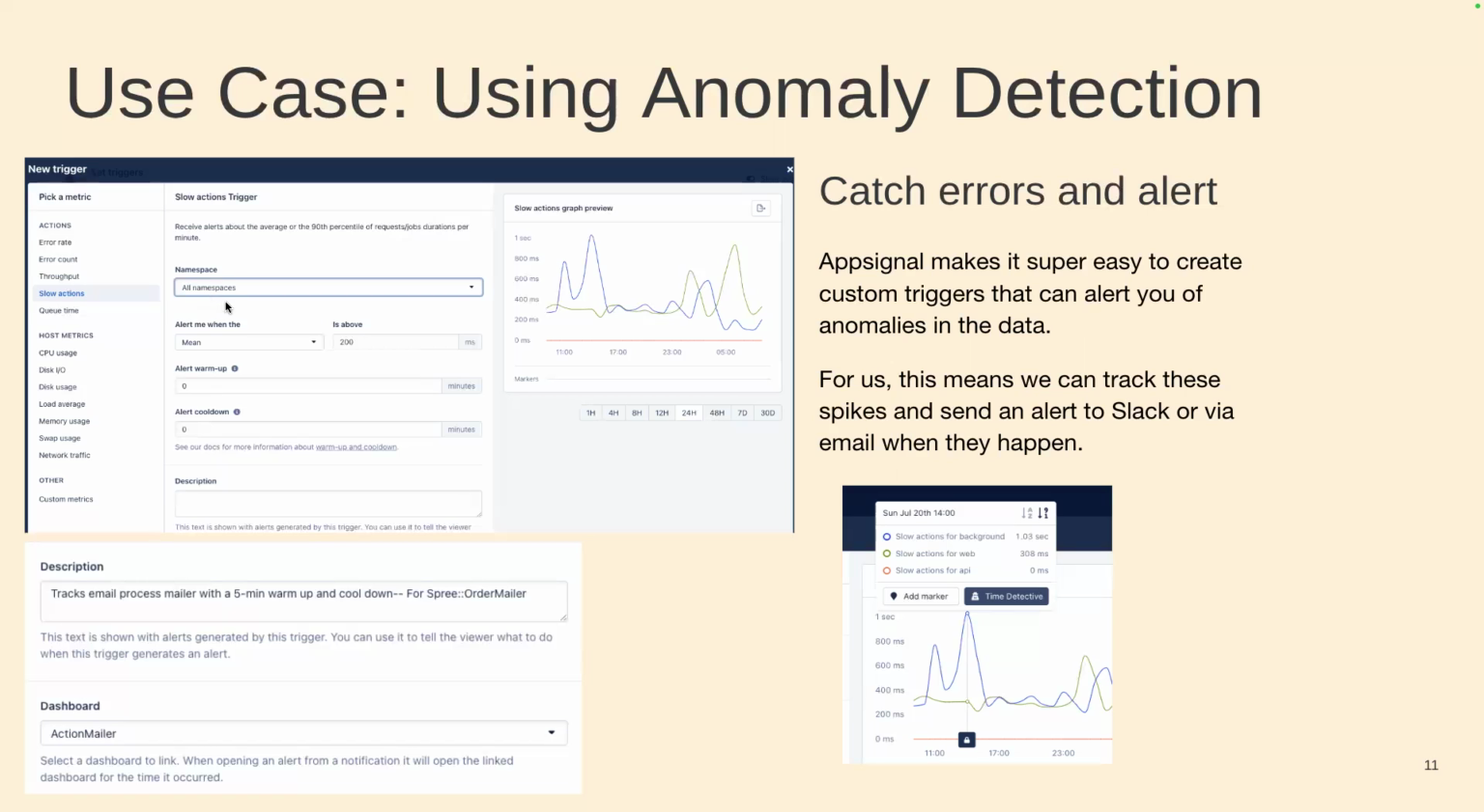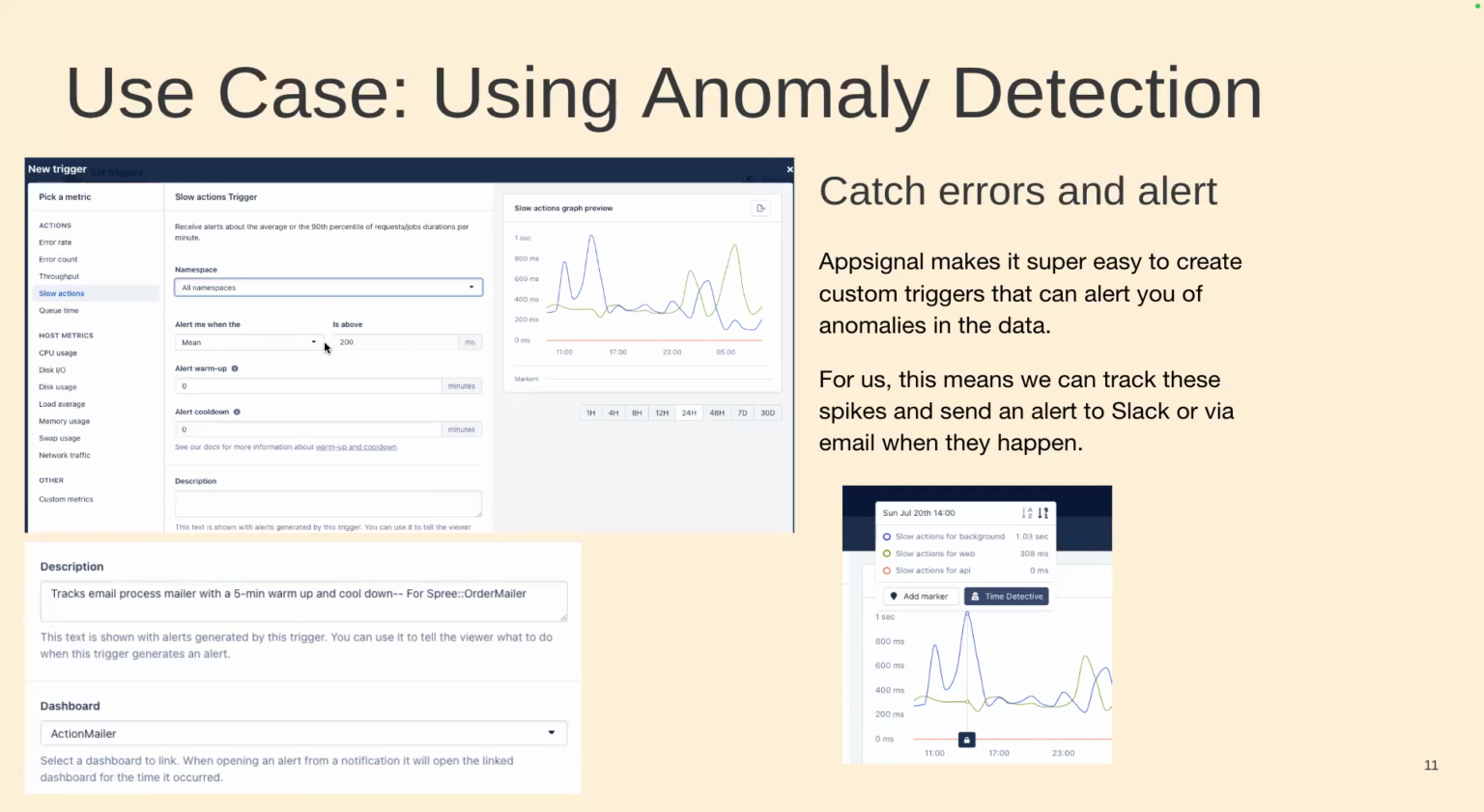You can look at things called namespaces, which I'll get into in a moment. I know this happens pretty regularly, so let's give it a couple of minutes warm up and a cool down, meaning don't alert me right away. If it resolves itself, don't alert me at all. It's all good. You can add a description and you can actually attach it to a dashboard as well, so that those alerts come in in a sequence that you can see when they started, when they ended, and do some investigation there.